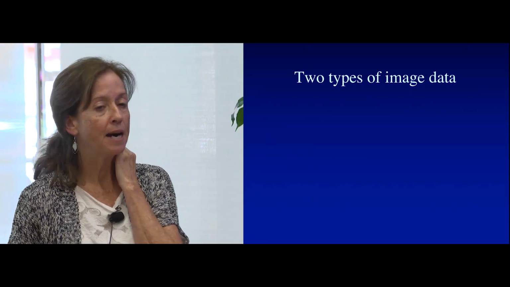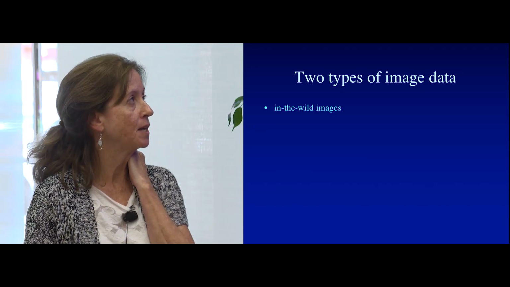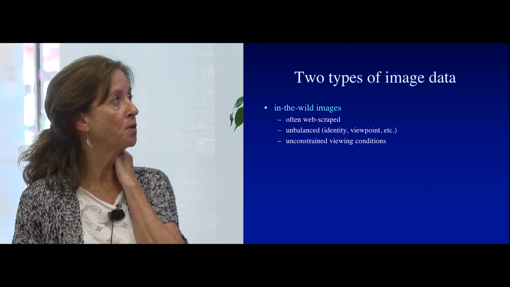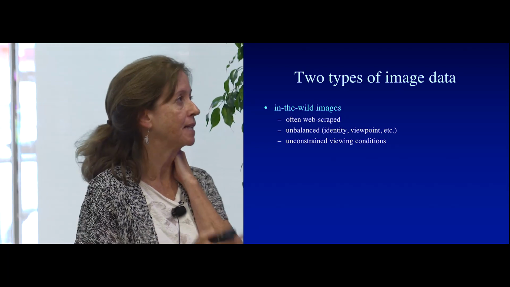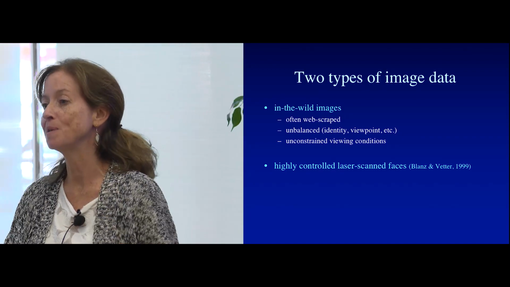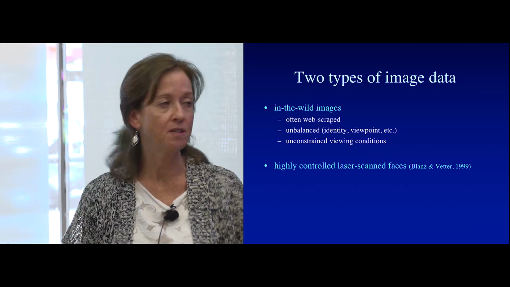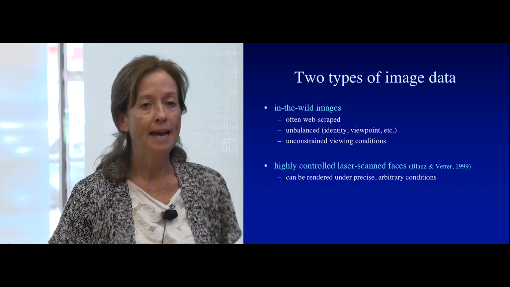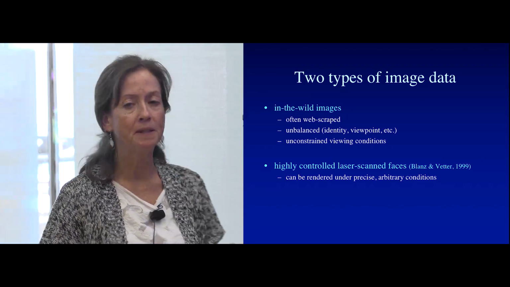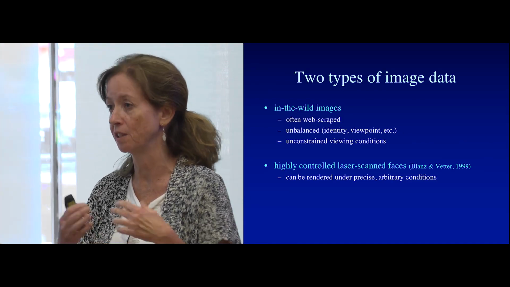Just to be clear, before we go into specific methods, the two types of image data we're contrasting here are the in-the-wild images, the ones I showed you before. They're web-scraped, they're unbalanced, we don't really know how many identities or viewpoints, and they have unconstrained viewing conditions. Against that is the opposite extreme, which here is highly controlled laser scans of faces, from the Max Planck Institute. These give you full information about the human head and also the ability to render images under arbitrary conditions of viewpoint and illumination and so on.